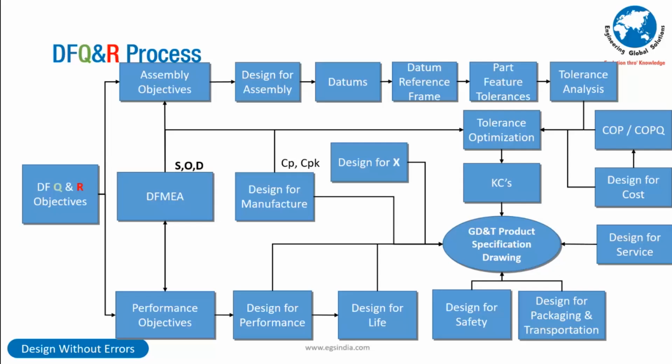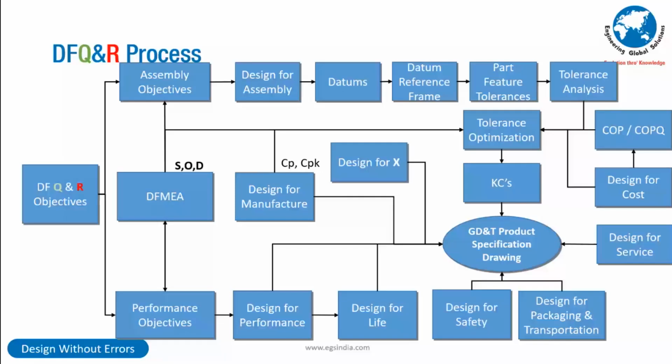And while doing the tolerance optimization for maximizing the tolerance for the least cost, we use the objective function that comes from your tolerance analysis, while the constraints come from the SOD, which is nothing but the severity, occurrence, and detection from the DFMEA, the CPCPK from the manufacturer, design for manufacture, as well as the design for cost objectives being the cost of precision and cost of poor quality being the constraints.